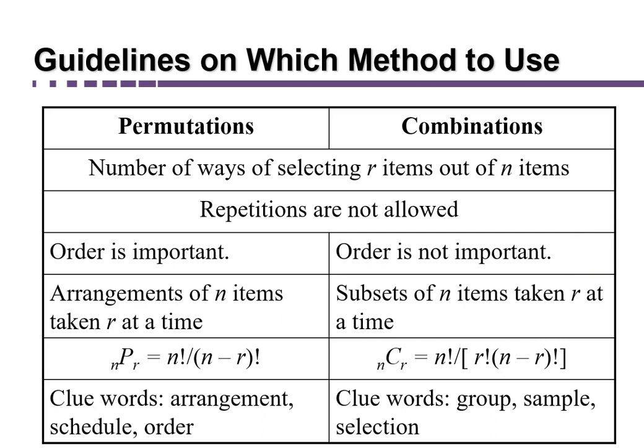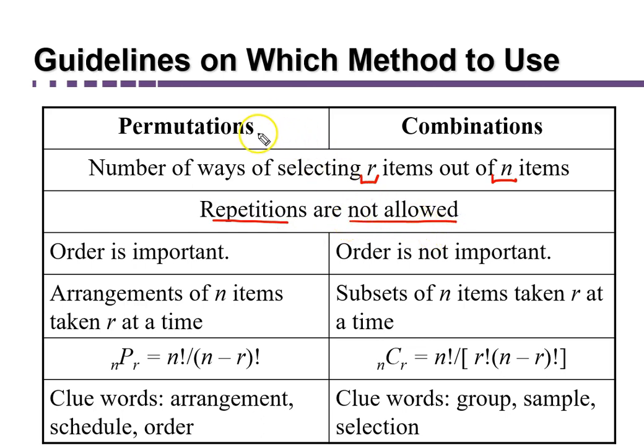Now, this chart I have on the second page of your booklet for this section is super important. So we're going to take some time to go over it with you. Here are your permutations, combinations. They both rely on selecting R items out of N items. This is your total. This is the grouping that you want. And for both of them, repetitions are not allowed.